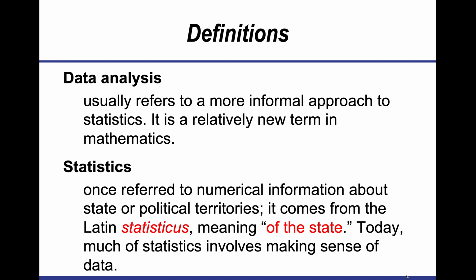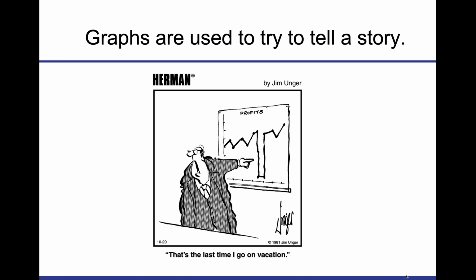So statistics once referred to numerical information about states, political territories, and money, and it comes from the Latin word statisticus, meaning of the state. So a lot of things in statistics were originally related to political or state level information.